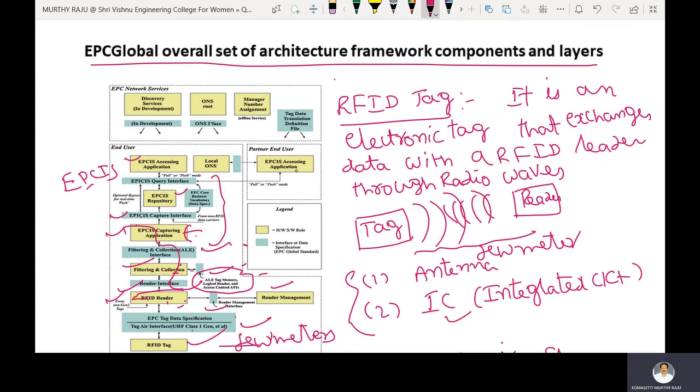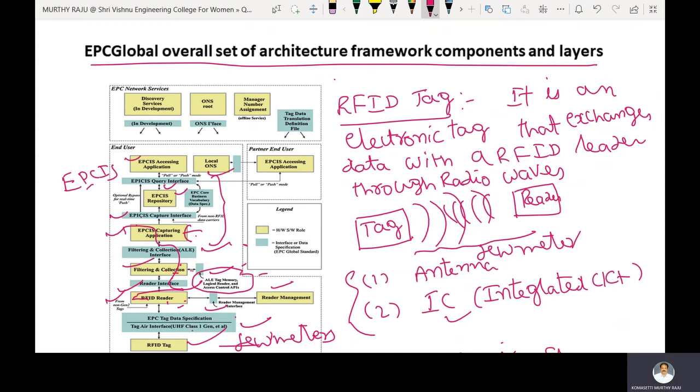Next one, this is also an EPCIS accessing application, with the EPCIS query interface. Any client or end user who wants to extract information from the EPCIS repository asks, with the help of the EPCIS query, whether that information is available or not. That is possible with the help of the EPCIS query interface only.